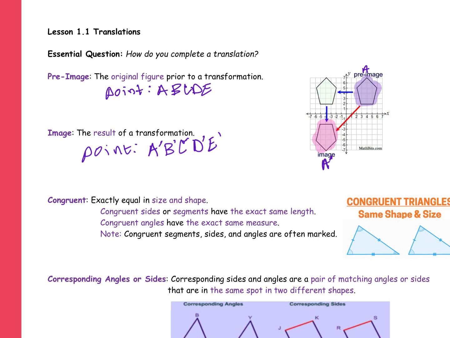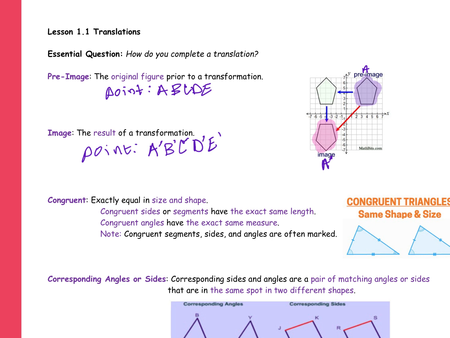So our next word is congruent. That means exactly equal in shape and size. If you notice, these are the same size, right? They haven't changed. It doesn't get bigger or it doesn't get smaller. It just gets moved around. And that's what the word congruent means. It means it's the same shape and the same size. So it means they have congruent sides or segments have exactly the same length. So if we're talking about sides, they're the same length long. Congruent angles have exactly the same measure, so the degree of measure is the same for an angle.